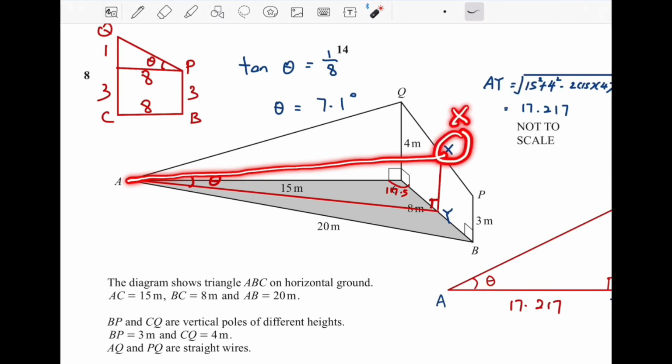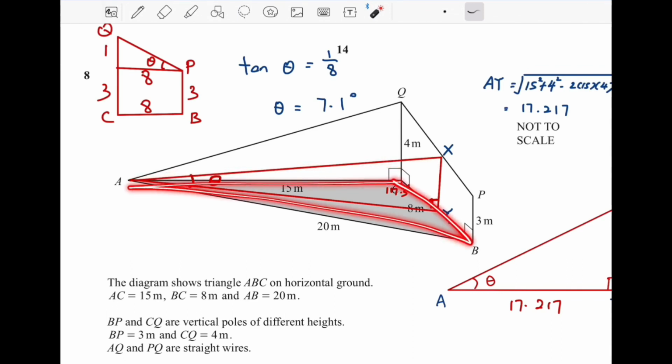I let X be the midpoint of PQ, as it's easier to label if I label X as the midpoint of PQ. So this is the wire. AX is the wire. So now you need to find the angle between AX and the horizontal ground, meaning the shaded region. Between a line and a plane, this will be the angle that we're looking for, this angle. If you want to find the angle, you need to figure out a right angle triangle.